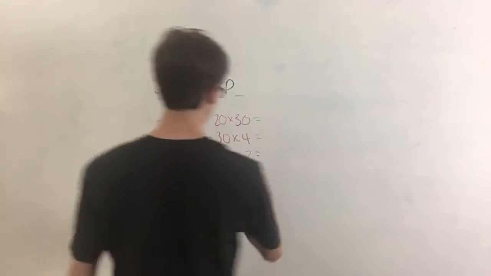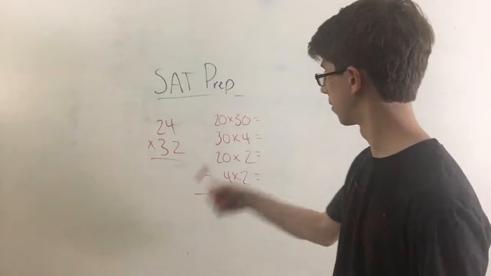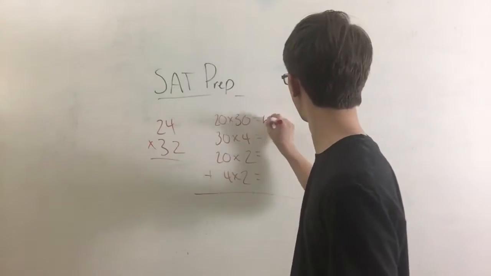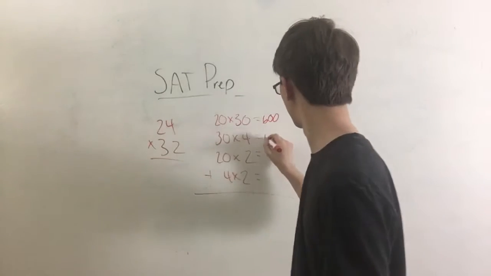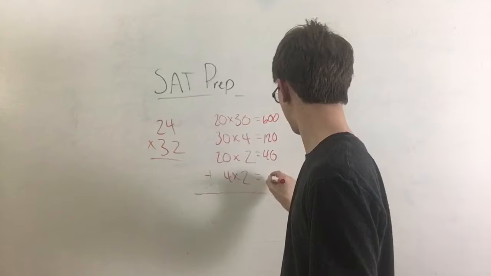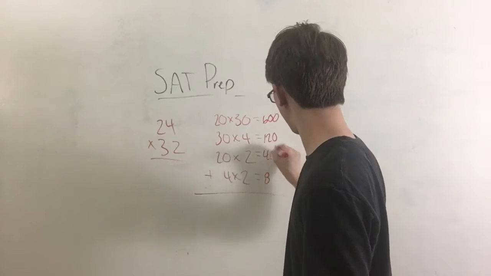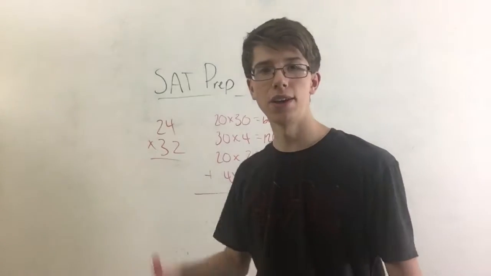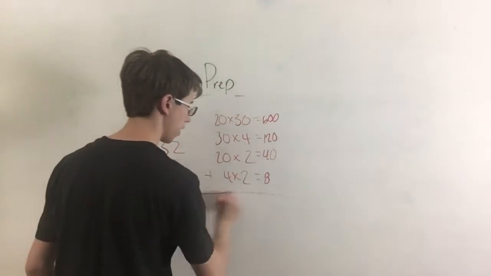answer. So 20 times 30, well, that's pretty simple. When you put that into your calculator, you're going to get 600, right? 30 times 4, you're going to get 120. 20 times 2, you're going to get 40. 4 times 2, you're going to get 8. So as you input these into your calculator, you're going to write them here. And then your last step is to add them all together in your calculator.